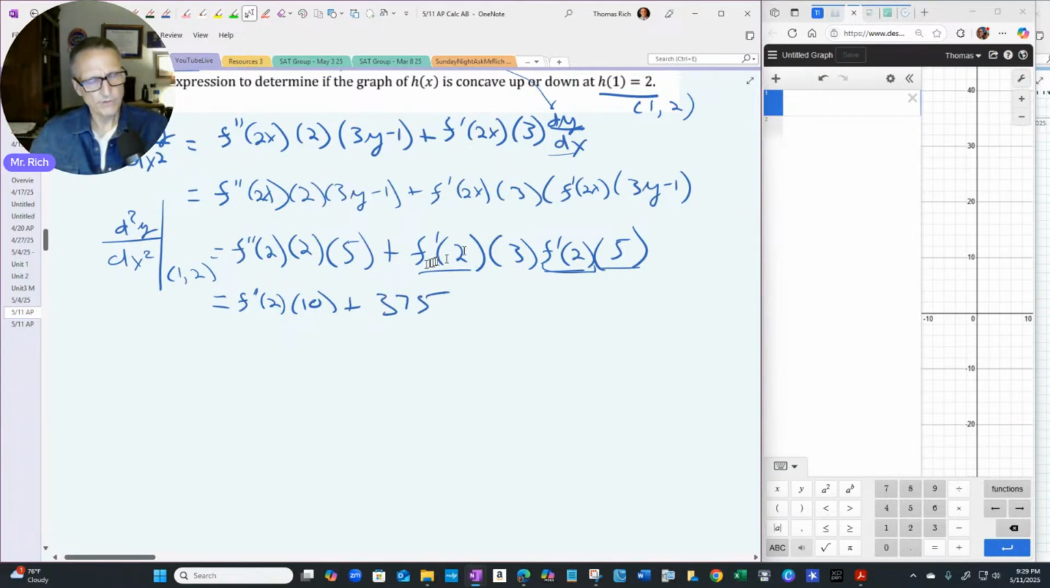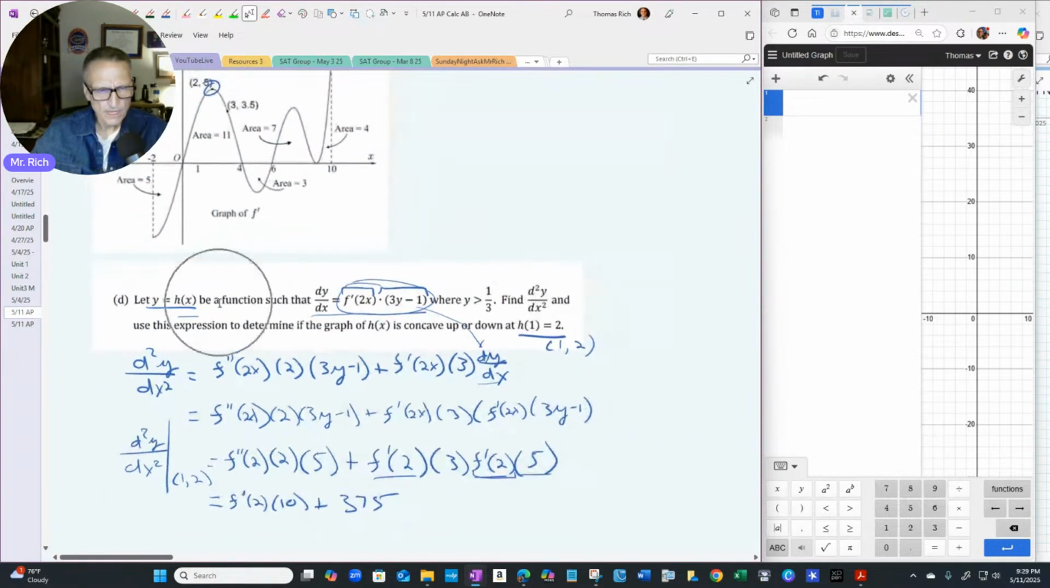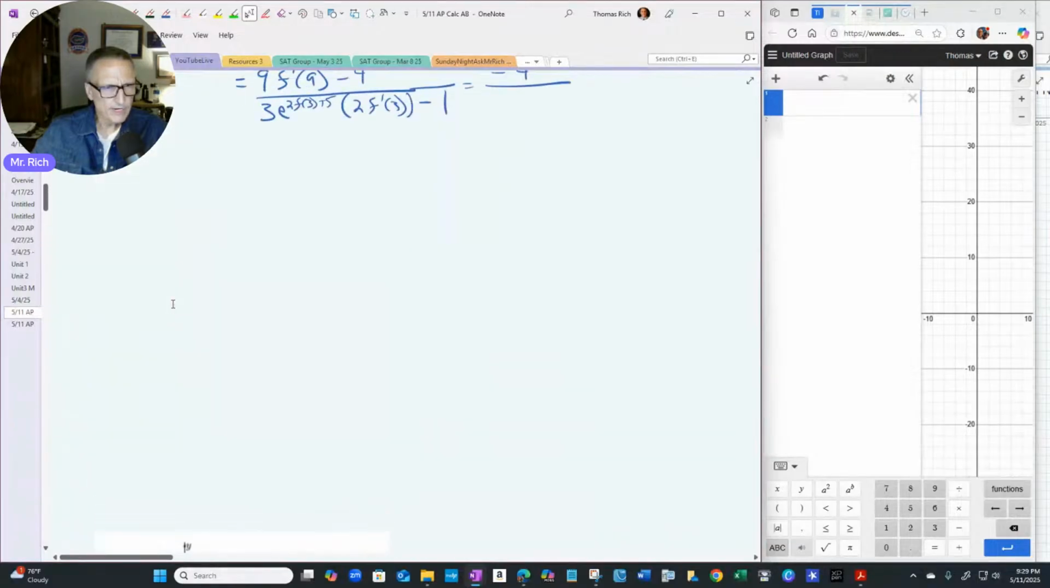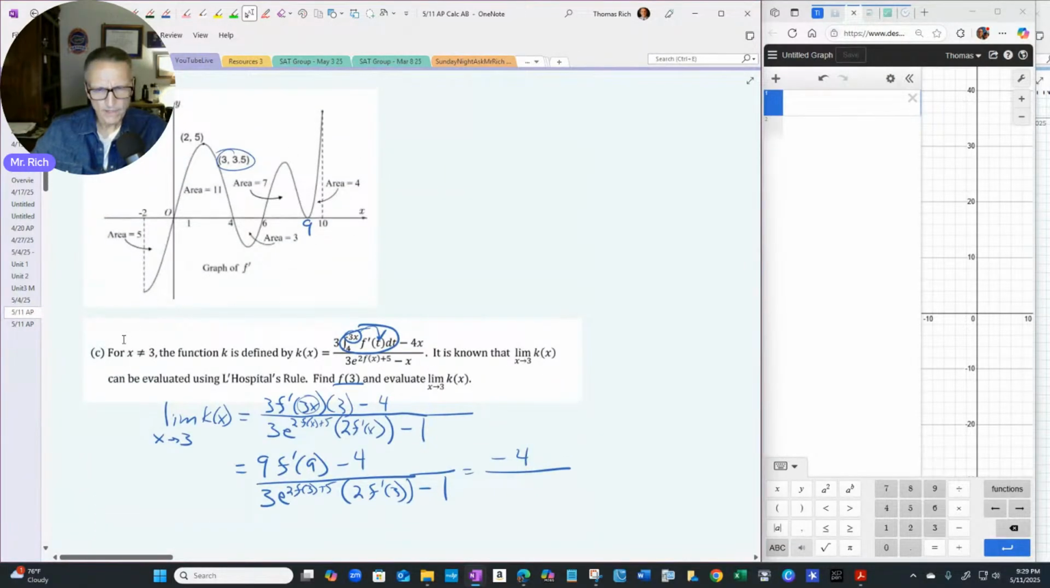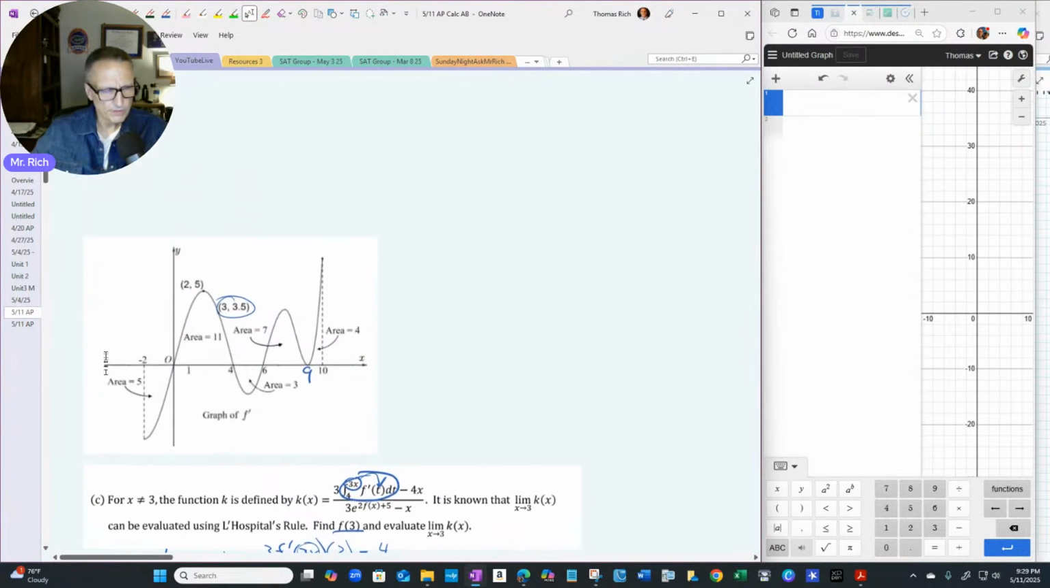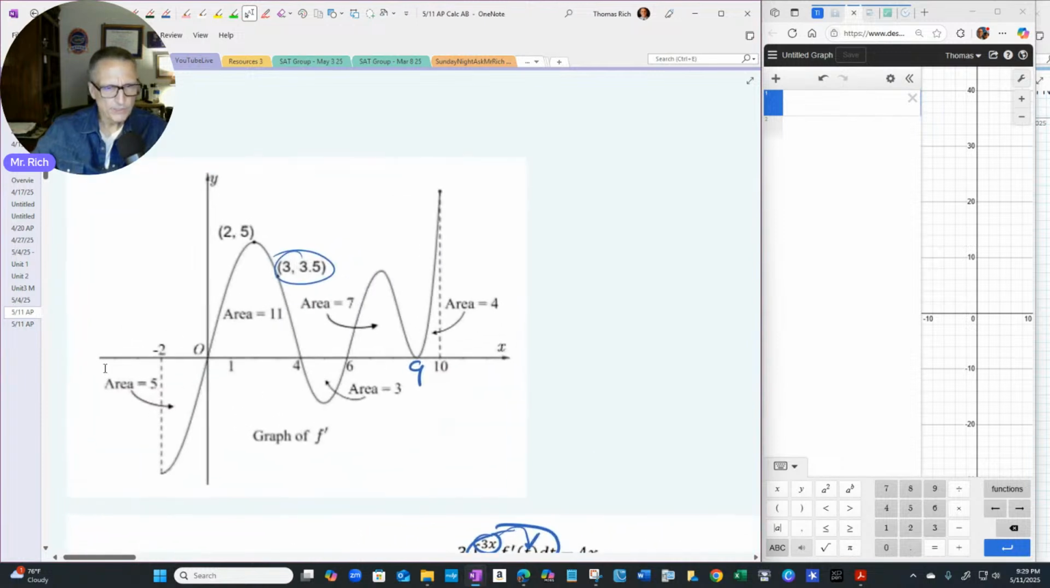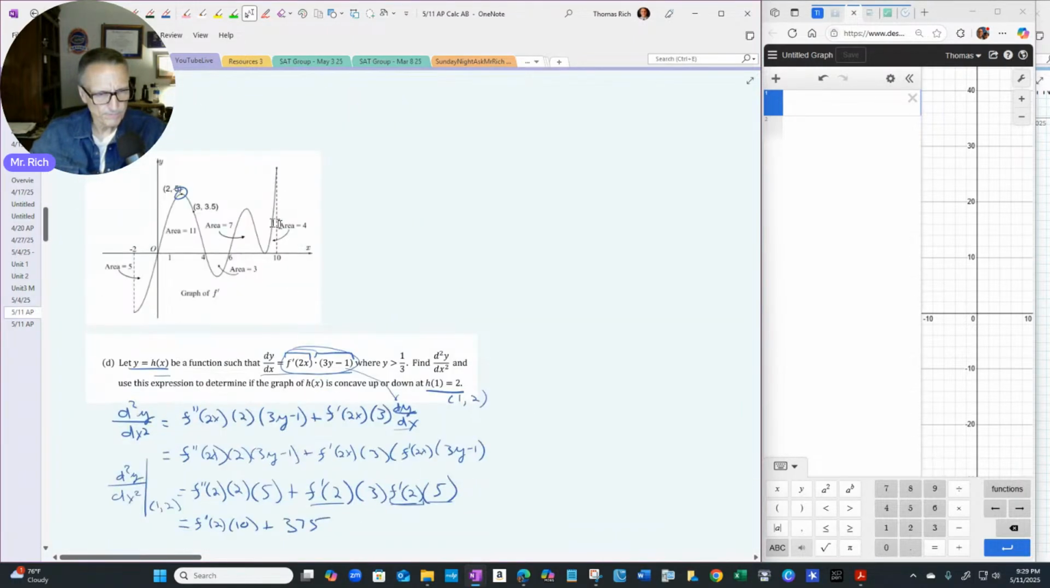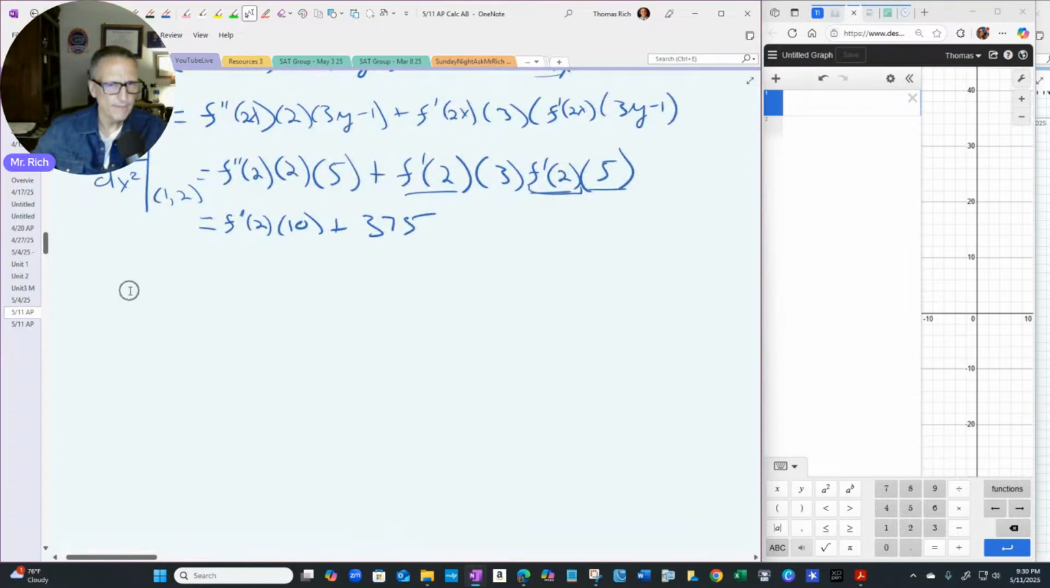So the only thing that I don't know is F double prime of 2. So we don't have F double prime of 2. Let's go back up and see where we would know what that is. Okay, so we do know F double prime of 2, because this is a horizontal tangent line, so F double prime of 2 is going to be 0. So we're reading that off of the graph. So that means that F double prime of 2 is 0. So we are getting 375.